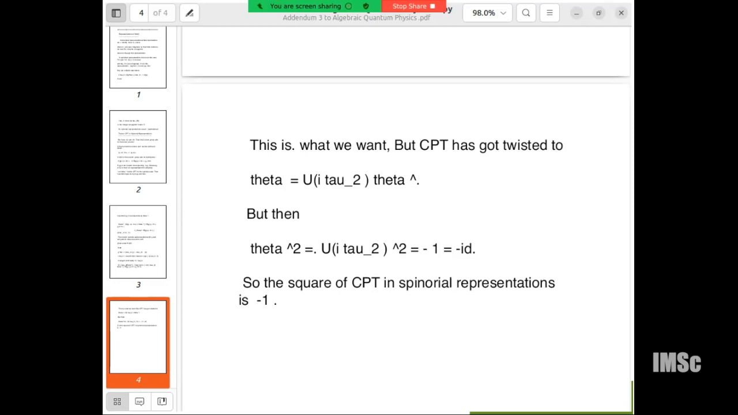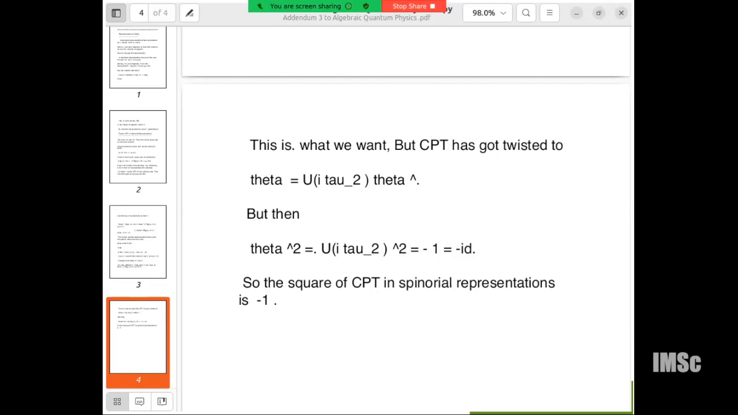If I just write it nicely, but naively, the original thing, you will find that it squares to minus 1. With this, because the new CPT operator is squaring to minus 1, you will find that the Tomita operator squares to minus 1. It's not plus 1. So what do you do? Is the Tomita theory failing? How do I correct it?